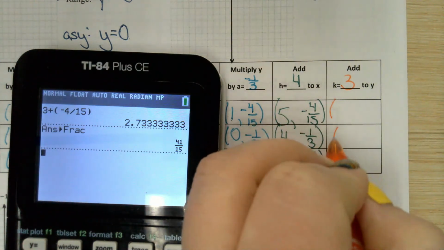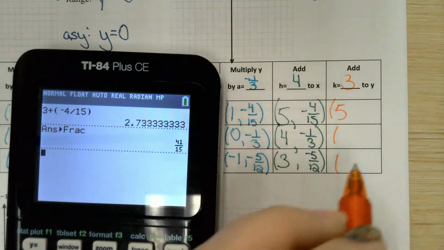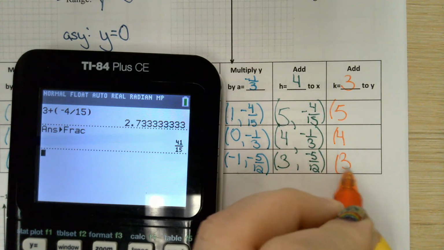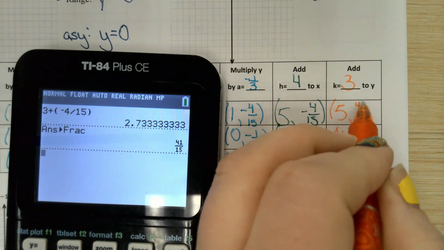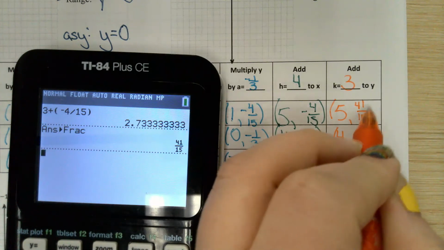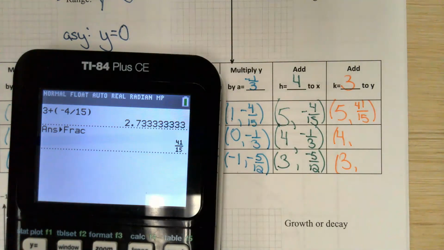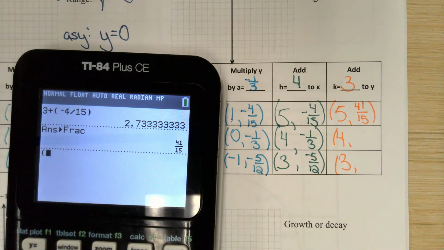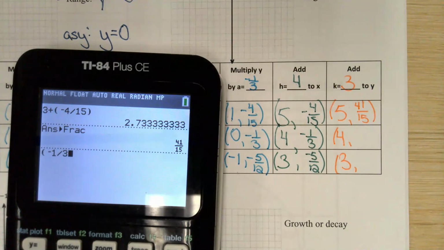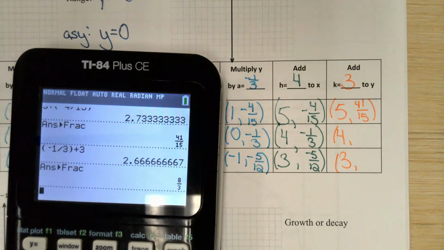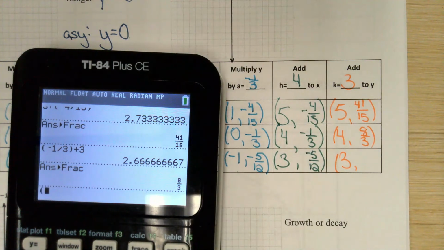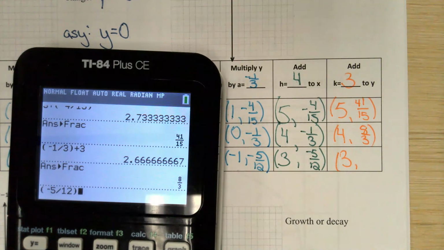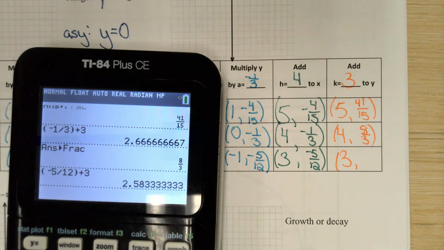So we'll write all of our x values down, which is 5, 4, and 3. And then our y values. First is 41 over 15. Next one, we'll need to do -1/3 plus 3. Change it back to a fraction. And finally, we have -5/12 plus 3, and change that back to a fraction.